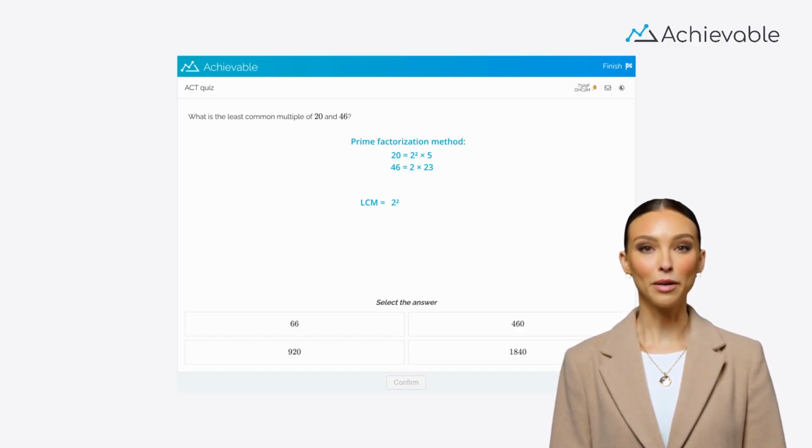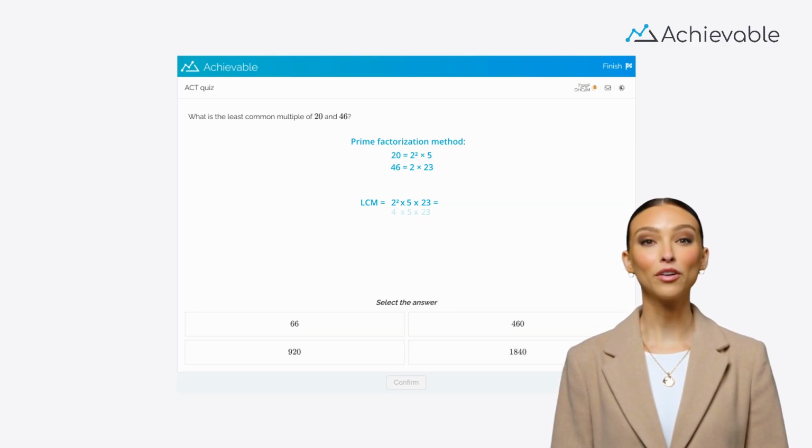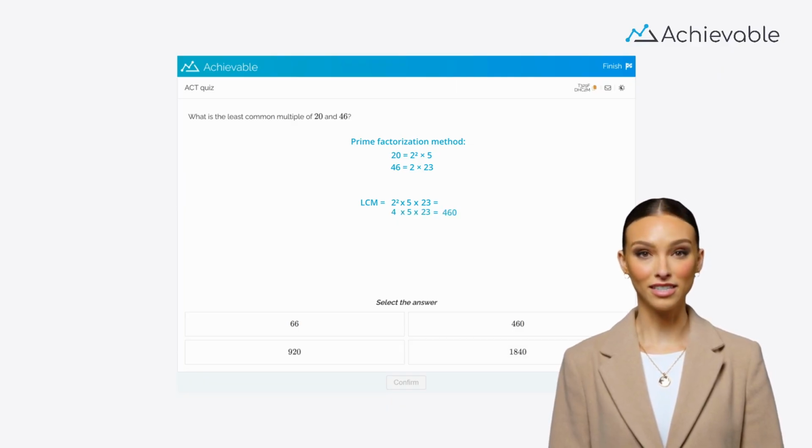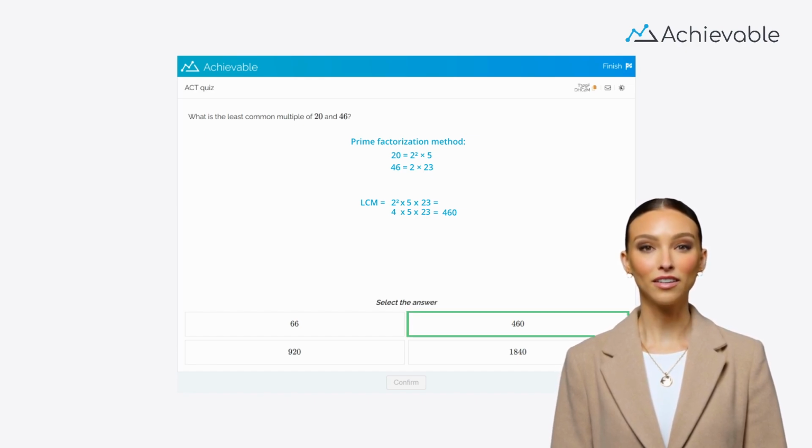We have 2 appears as 2 squared in 20, and 5 from 20, and 23 from 46. Now multiply them. 2 squared times 5 times 23 equals 4 times 5 times 23 equals 460. The least common multiple of 20 and 46 is 460, and that is our final answer.